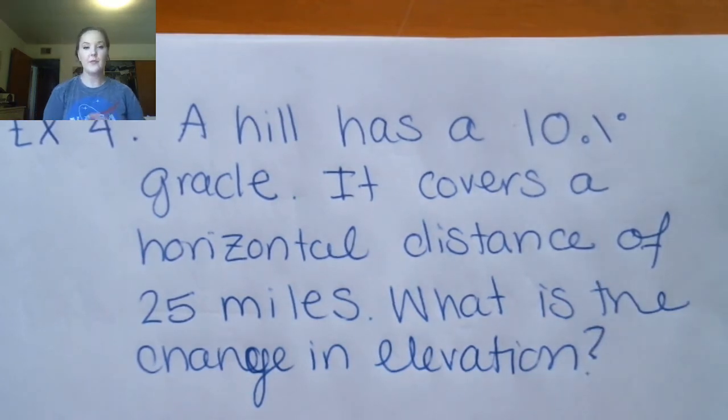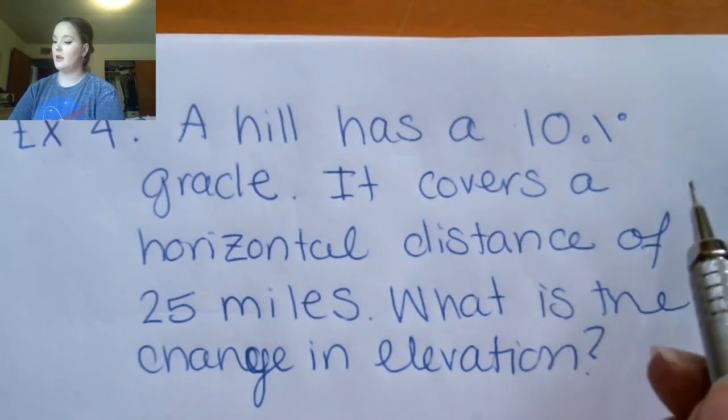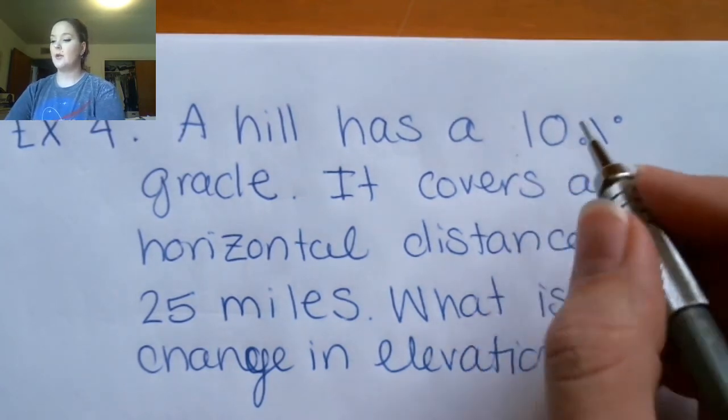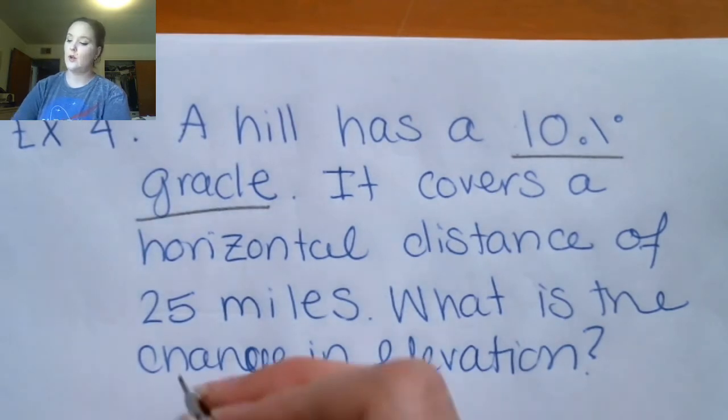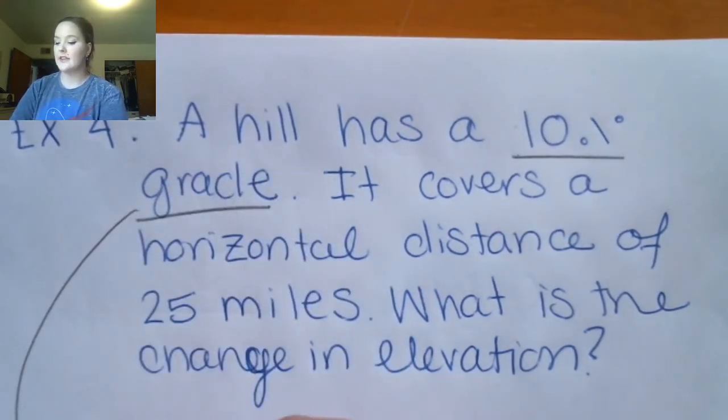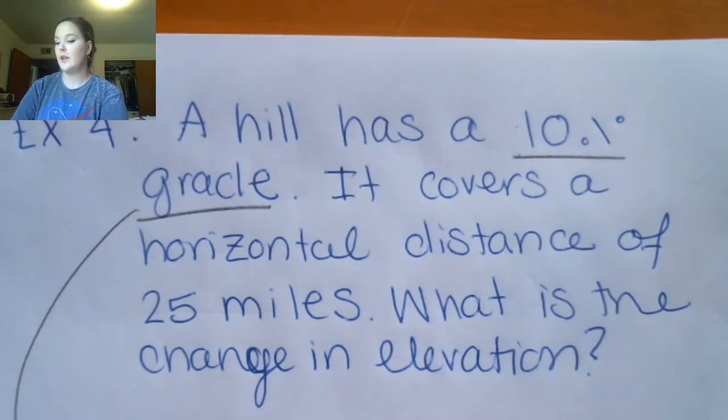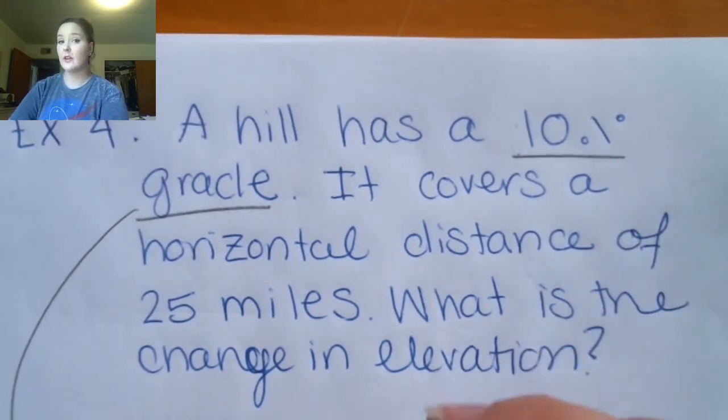Okay. So I want to explain this type of question. This is a common type of question, but if you haven't seen this before, it really would be hard to solve it. So the first thing that I want you guys to know is that when you see where it says 10% grade, what that means is that the slope is 10%, right?